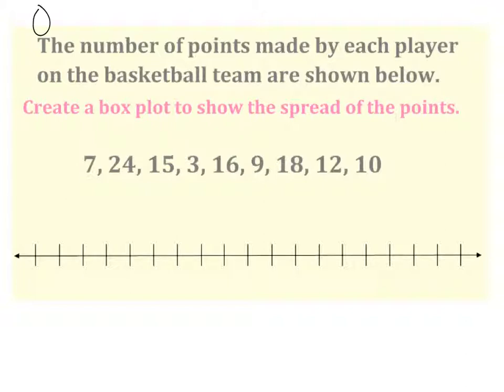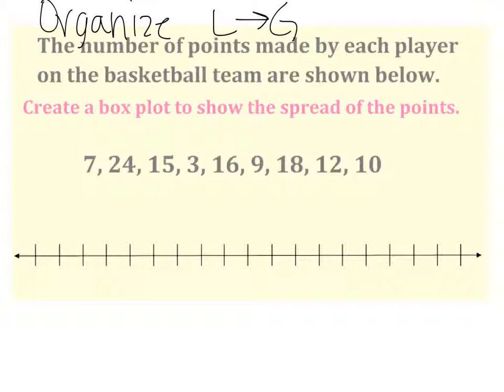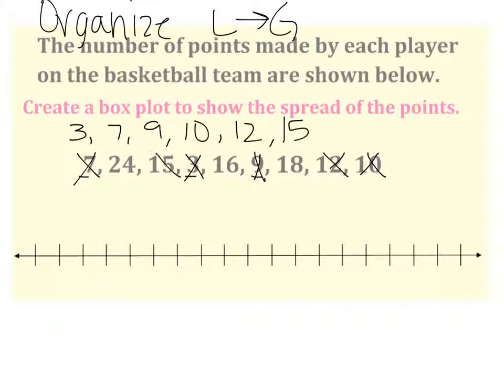So I'm going to rewrite this, organize from least to greatest. Okay. So we find our least, so here's a 3, comma. We have a 7, we have a 9. So I recommend crossing them out as you go. It's just easier that way. We have a 10, and a 12, a 15, a 16, an 18, and a 24. Beautiful. Okay, your first step.